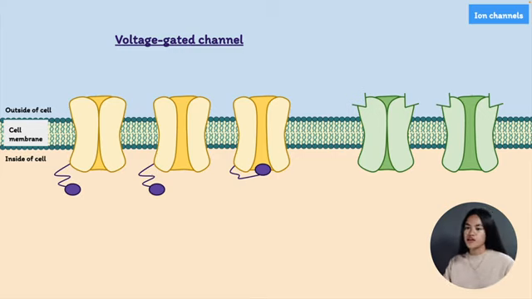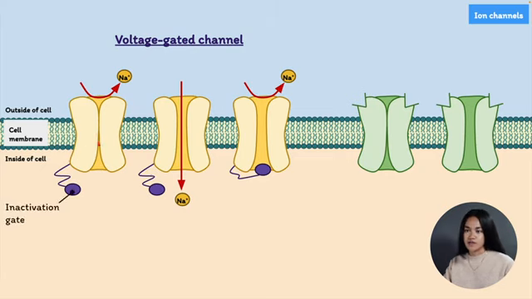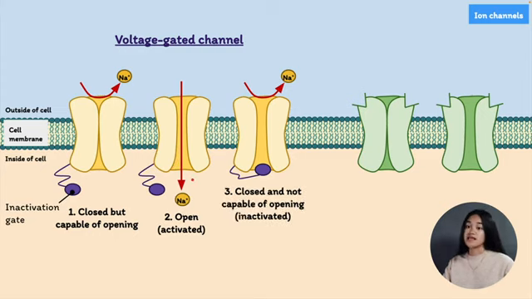So with voltage-gated channels, in this case we have sodium channels. These have 2 gates. There's an activation gate and an inactivation gate. So the inactivation gate here can be described as a ball and chain like structure. Okay, so these channels have 3 states or conformations. First, it can be closed but capable of opening. Okay, so the inactivation gate here is open because the ball is just hanging free. It can be completely open and activated, so both gates are open. Or it can be closed and not capable of opening. It's inactivated. This is the inactivation state.